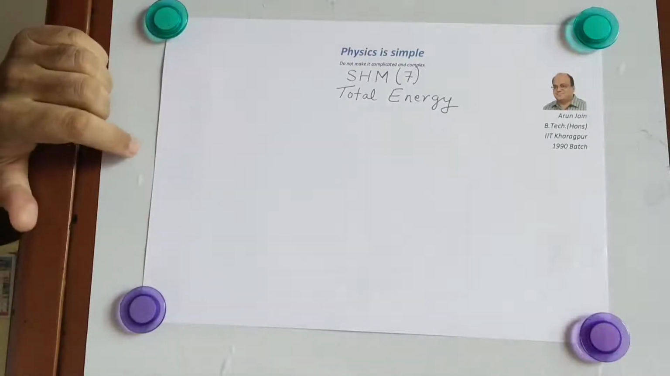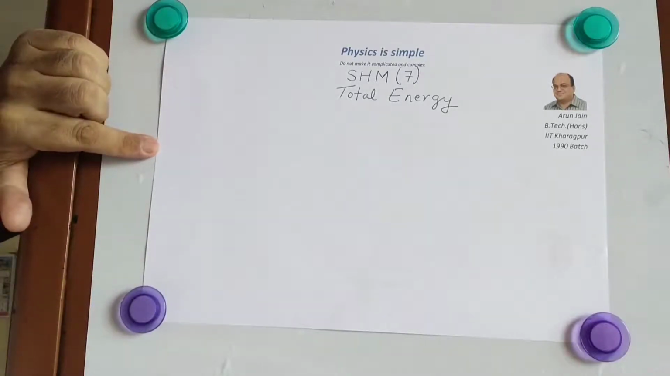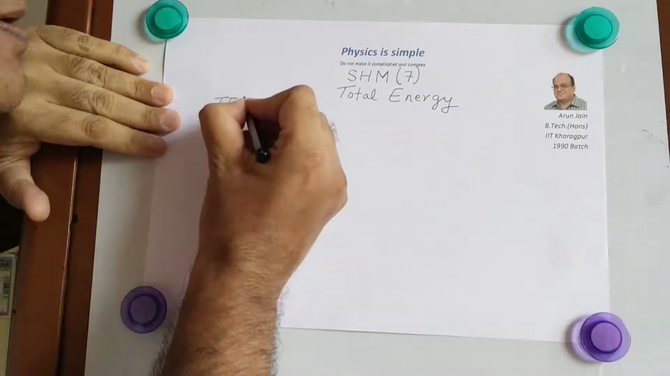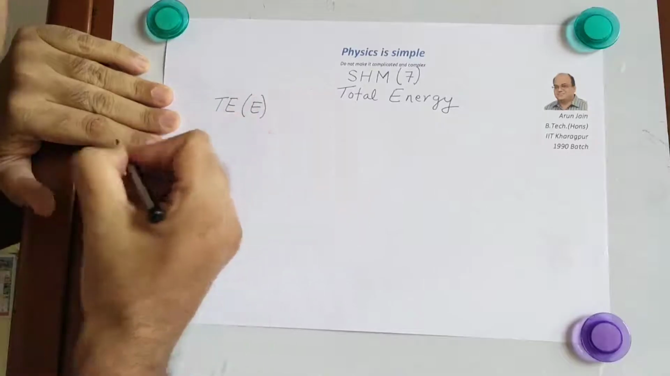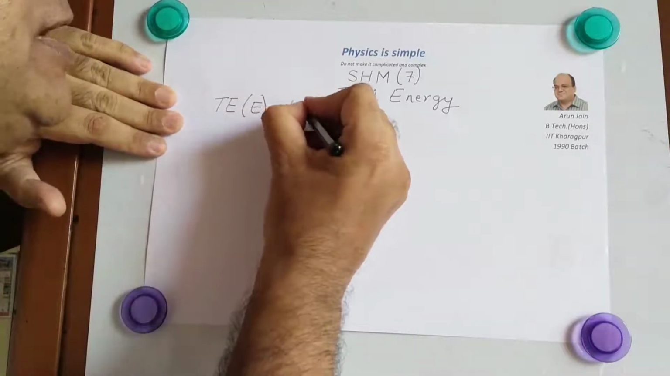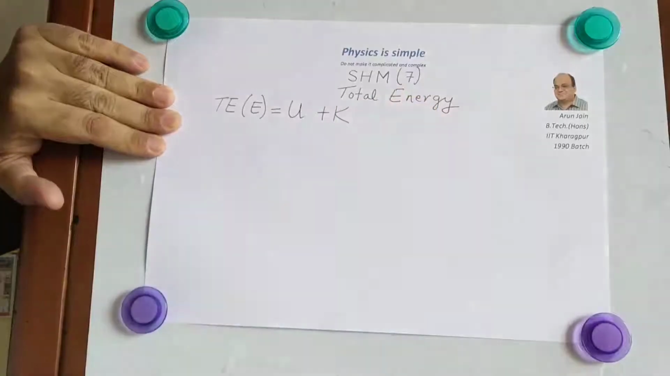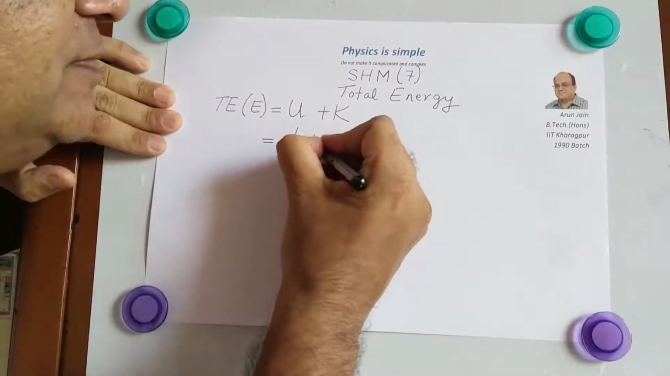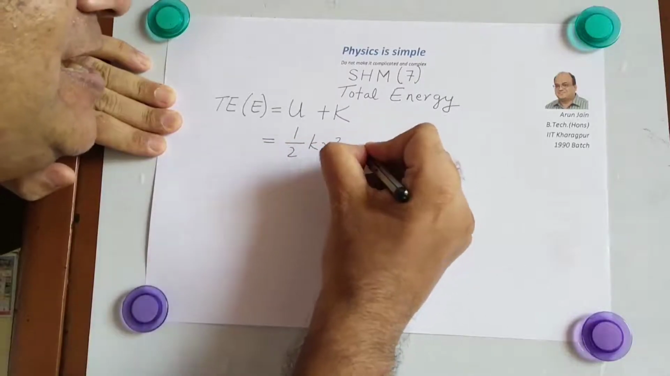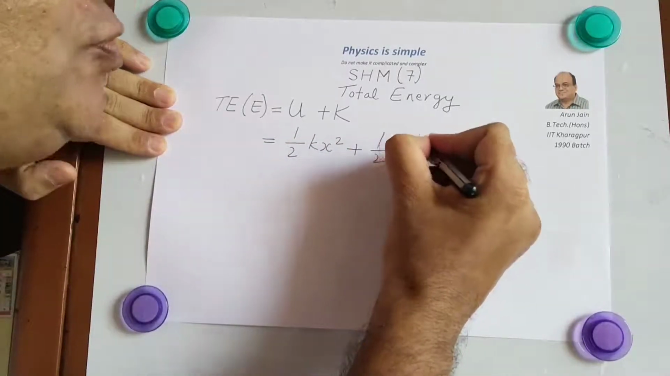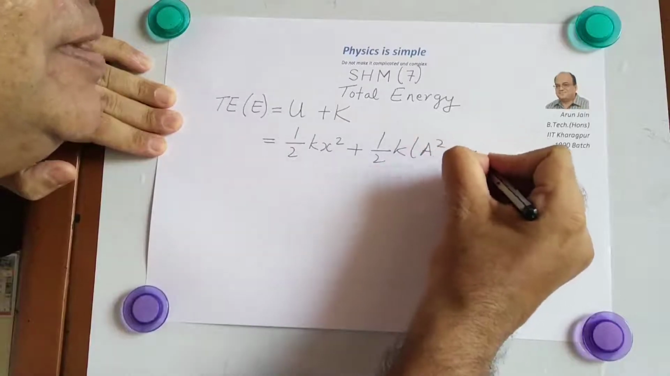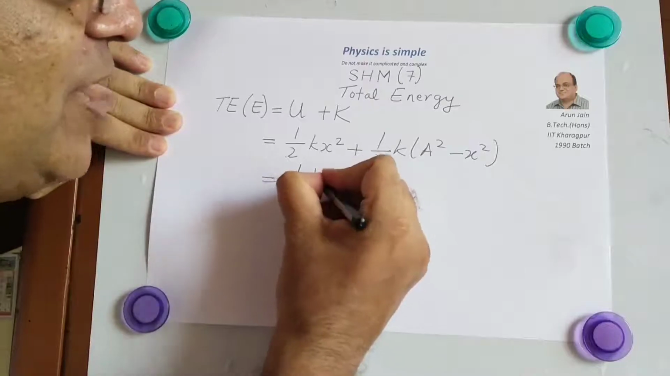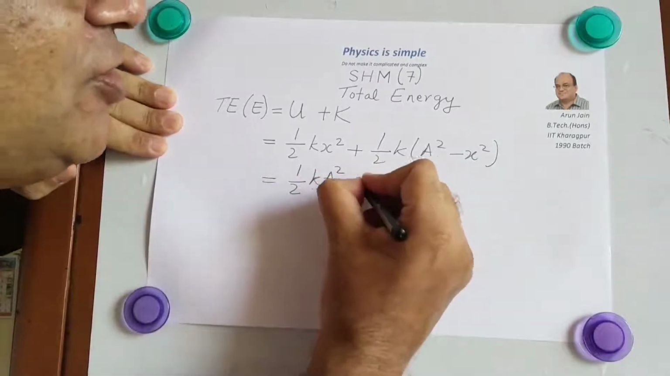In this lesson, we are going to learn about total energy in SHM. Total energy, which we write as E, is equal to potential energy plus kinetic energy, total mechanical energy. Potential energy is half kx square and kinetic energy is half k, a square minus x square. So half kx square will cancel out. That is, half k a square is only left. And this is a constant.